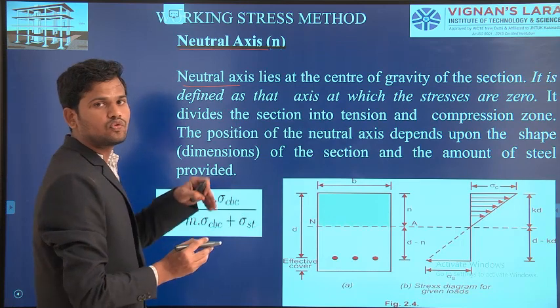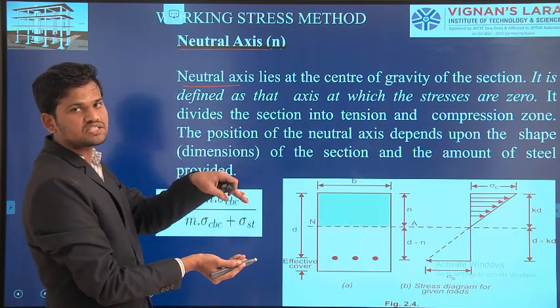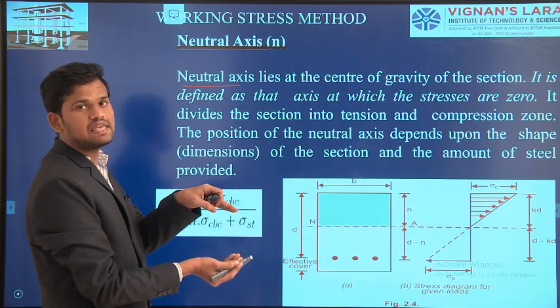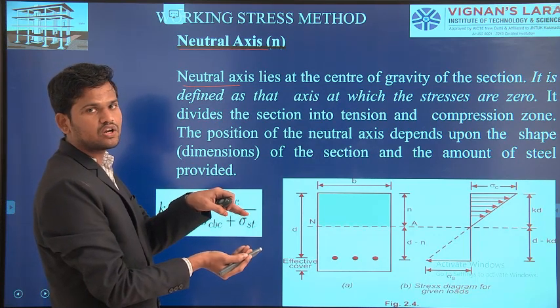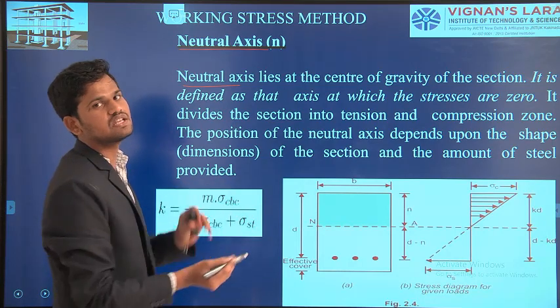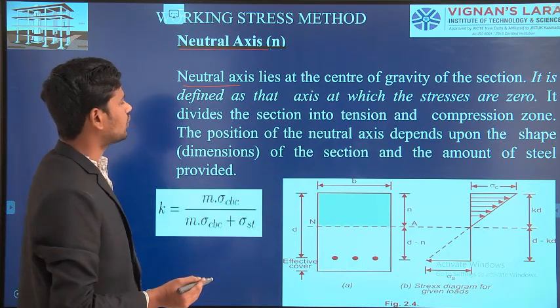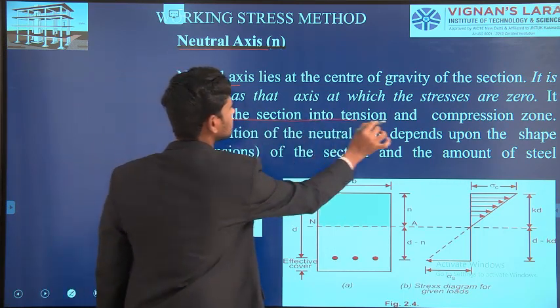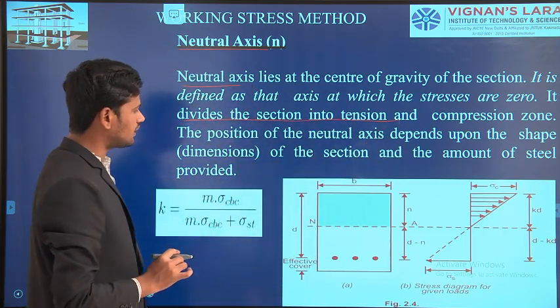That means if you take this concrete beam, due to application of the load, compressive forces are acting as well as tangential loads are acting. At some phase, the concrete won't take any compressive forces or any tangential forces. That distance will be called the neutral axis. Otherwise, neutral axis divides the section into tension and compression zone.